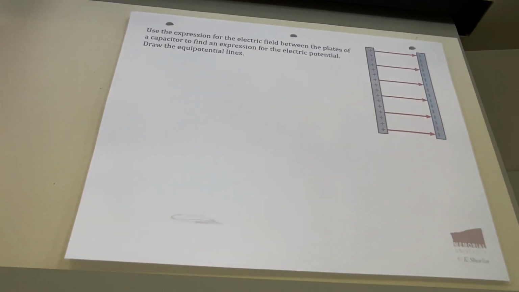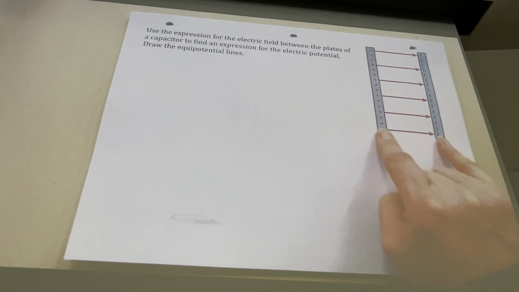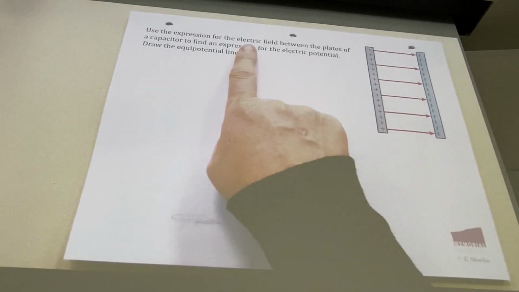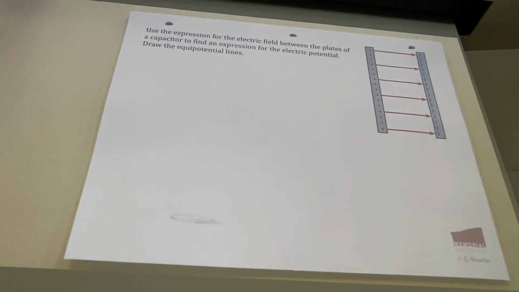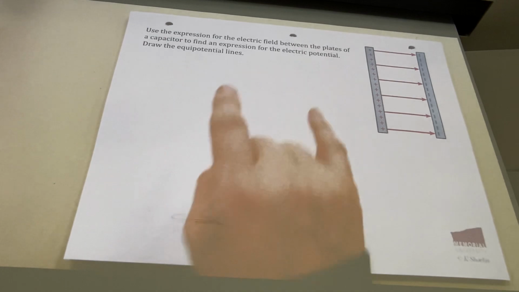Okay, next, let's do a little more. Let's do a combination sort of example. So we've got a capacitor. We discussed that a little bit. We used Gauss's law to find the electric field between the plates of the capacitor. We also used our integral result to do that, I think.